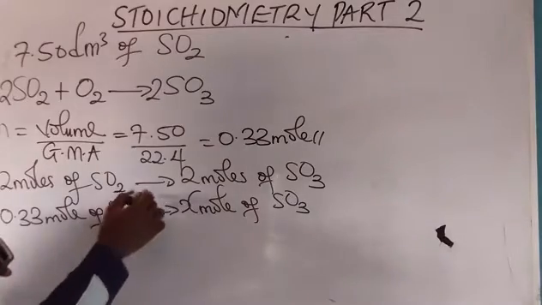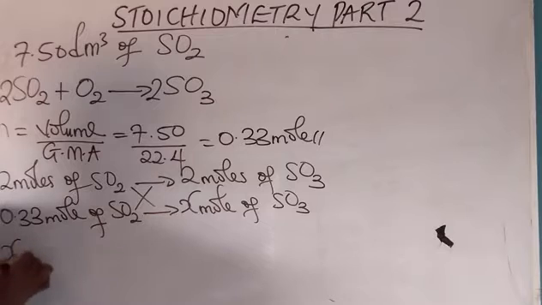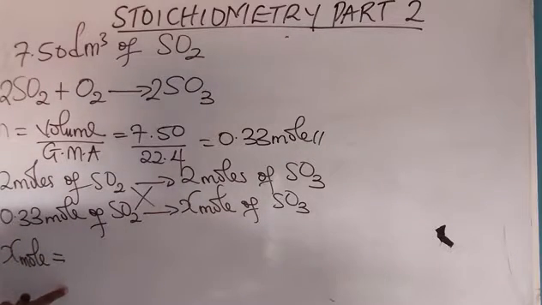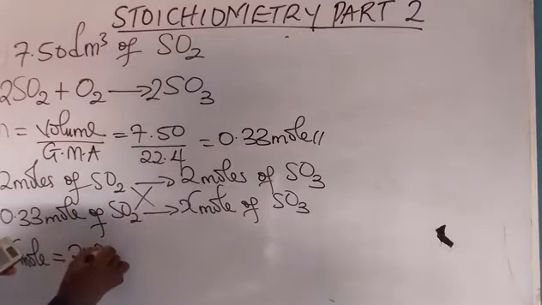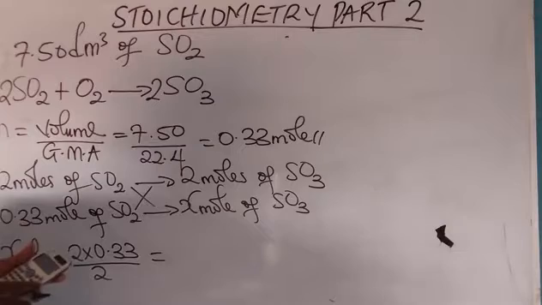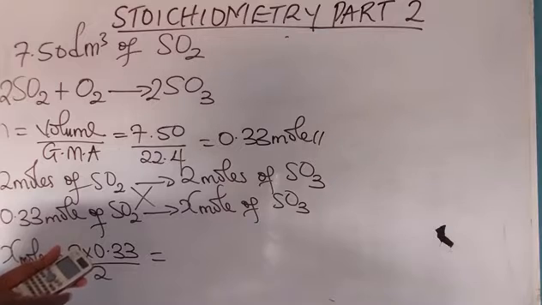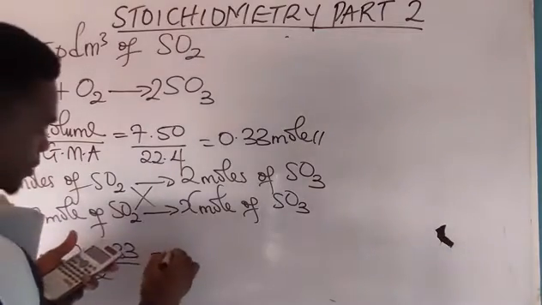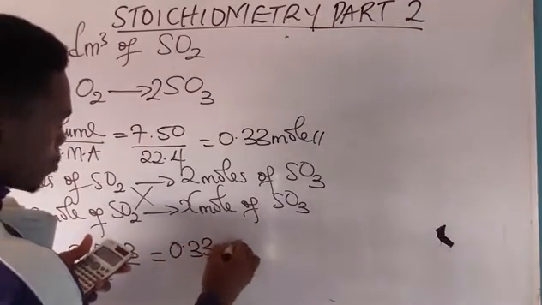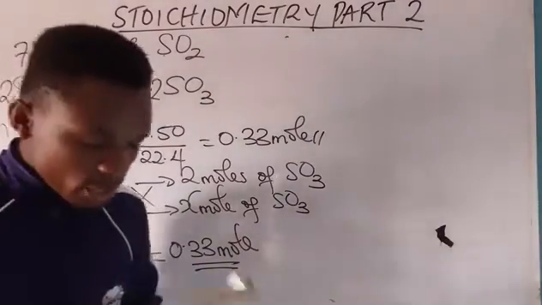You cross multiply. So number of moles, X mole, now equals this times this, that is 2 times 0.33 divided by 2 mole. And 0.33 times 2 equals 0.66. 0.66 divided by 2, I'll have 0.33 mole. 0.33 mole.